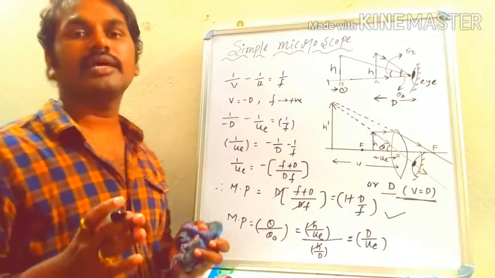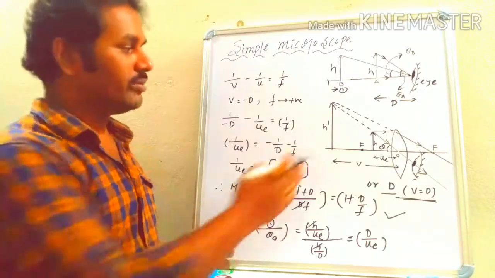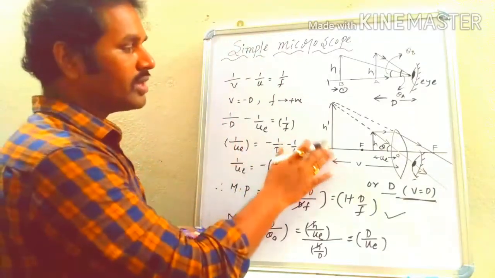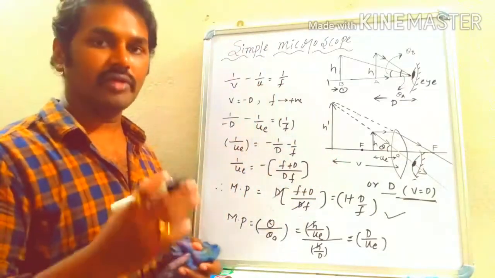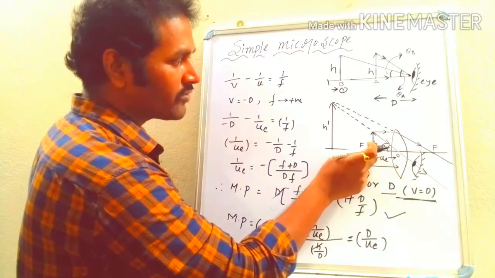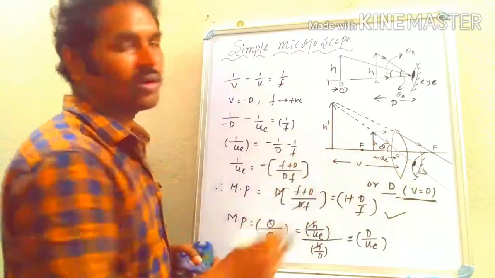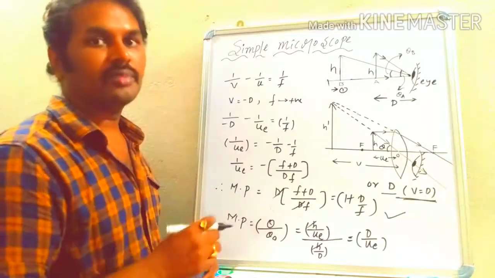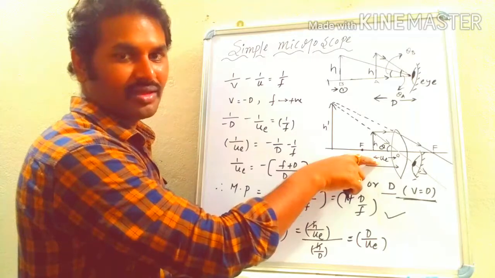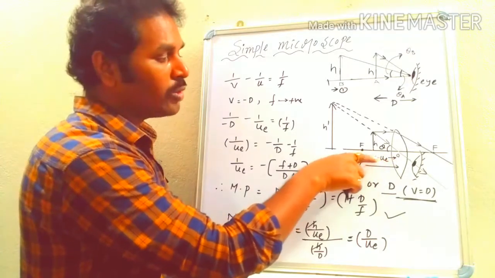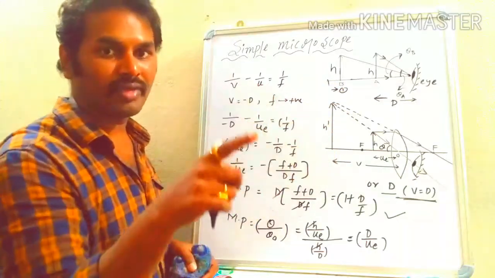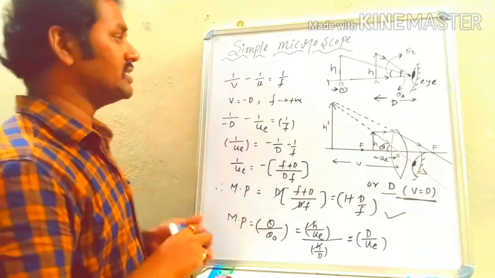The second case is that we are adjusting the image to be formed at infinity. Once the image is formed at infinity, the position of the object should be at the focus, and this distance is fixed. When the object distance is equal to the focal length, the final image formed by the convex lens is at infinity. Let us see that.